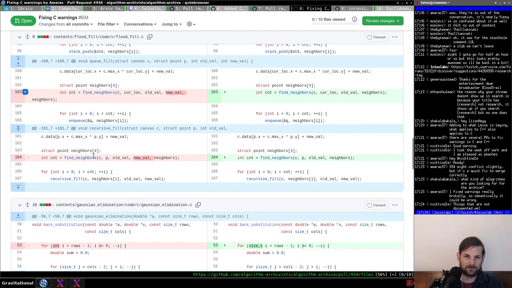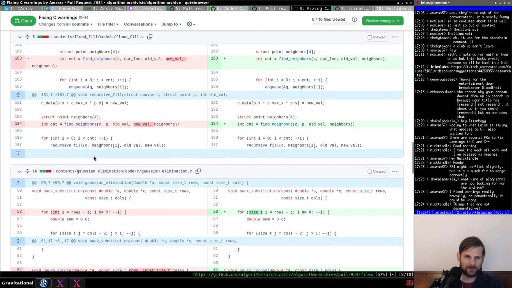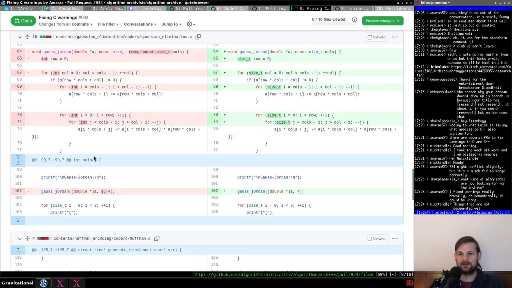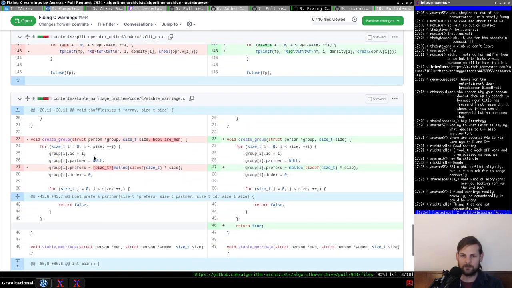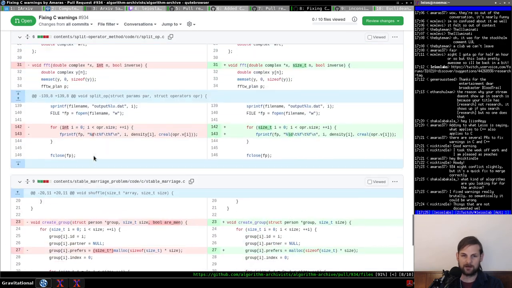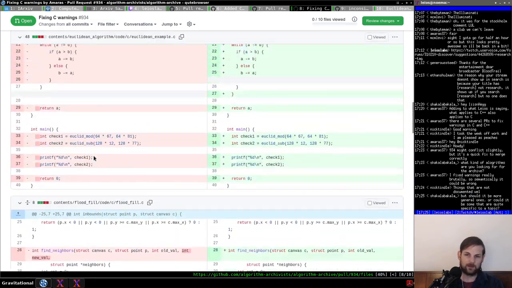Okay, sure. Wait, what happened to the new value in that one? Okay, so we need to go through and make sure it's fine, but I think it should be okay. But you said there was one algorithm that doesn't quite work here, right?